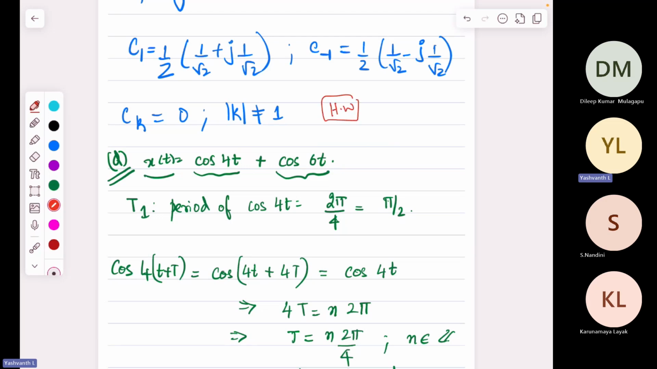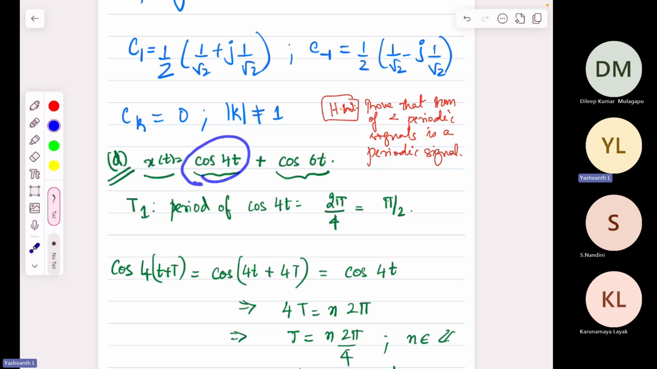You can try to show this. This is homework. In fact, I think we did questions on this in the first class itself. Prove that the sum of two periodic signals is periodic. Okay, so this is a property. Therefore, cos 4t is periodic, cos 6t is also periodic. Therefore, the sum is also periodic, and therefore I can define the Fourier series representation of this x of t.